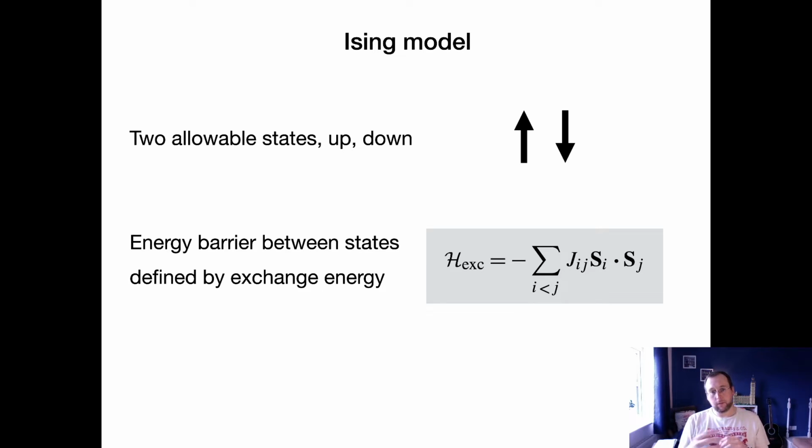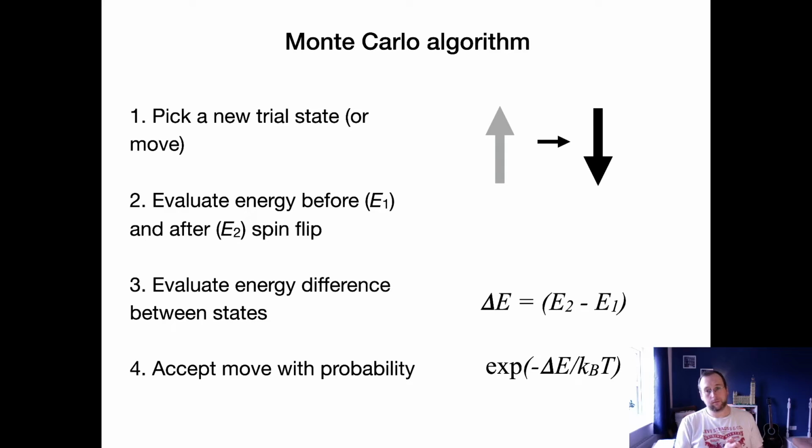To integrate this in time, we typically use a Monte Carlo algorithm. The idea is that you pick a random spin in your system, and you try a new trial state for your system. In this case, we can pick one spin and flip the sign of that spin. We can then evaluate the energy from our spin Hamiltonian before the spin flip and also after the spin flip.